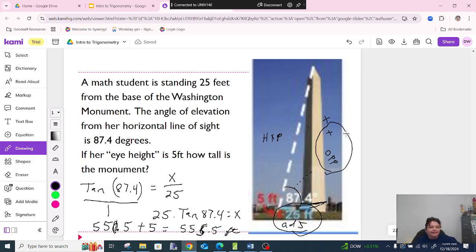And I don't know if they asked. It didn't say, so I can't mark her wrong on that one. But you have to be careful, because in the instructions they'll tell you how to round. Okay, that's how you do those.